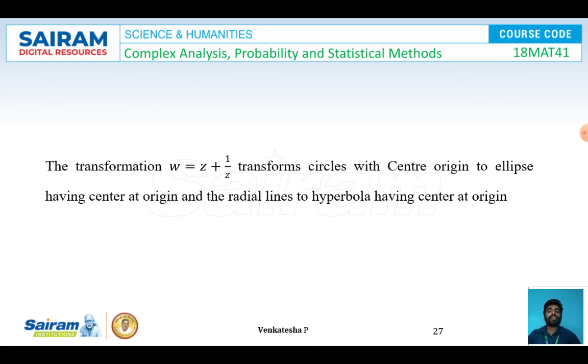So hence you can conclude that the transformation w is equal to z plus 1 by z transforms the circle with center at origin to an ellipse, and radial lines into a hyperbola having the center at origin.